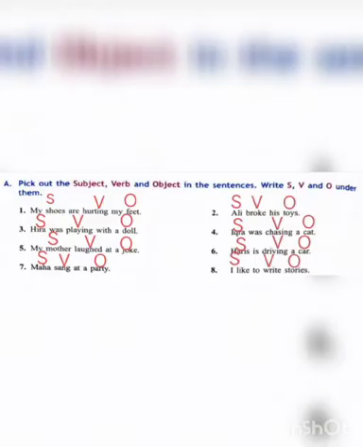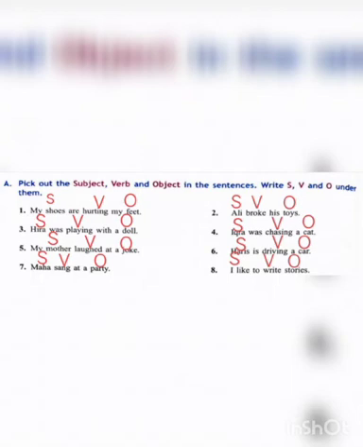Let's do some question from our book. Pick out the subject, verb and object in the sentences. Write SV and O under them. Now we will pick subject, verb and object in a sentence. Let's start. My shoes are hurting my feet. My shoes is the subject, hurting it is a verb and feet is the object.